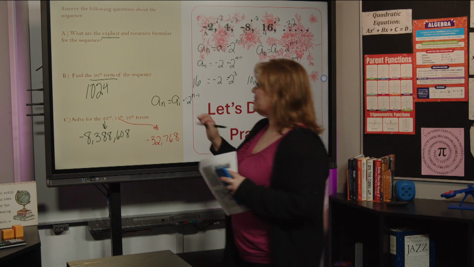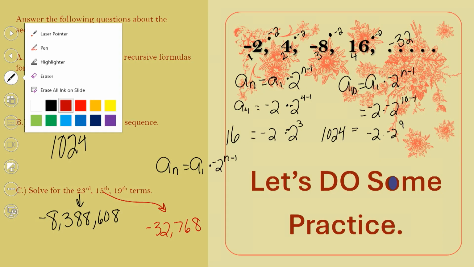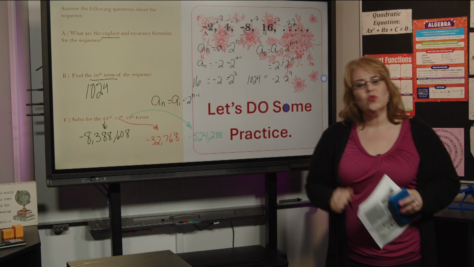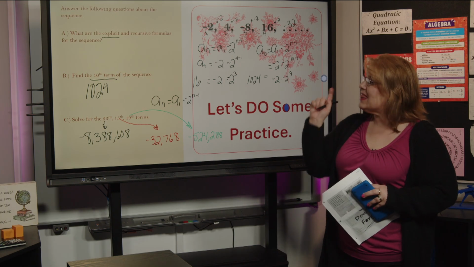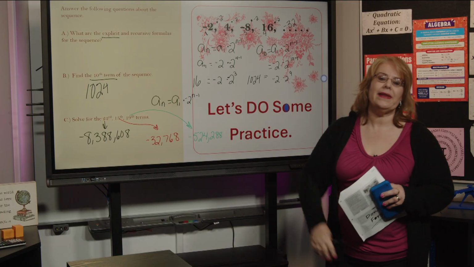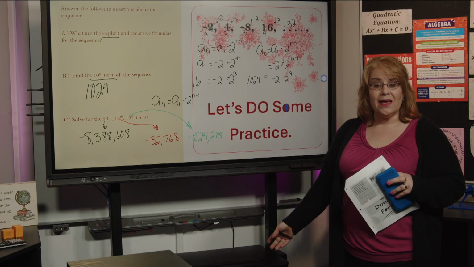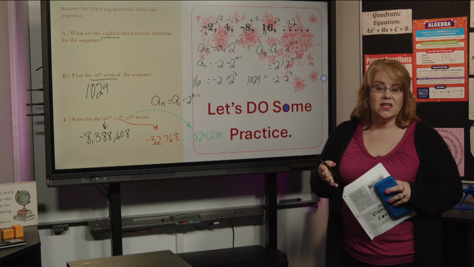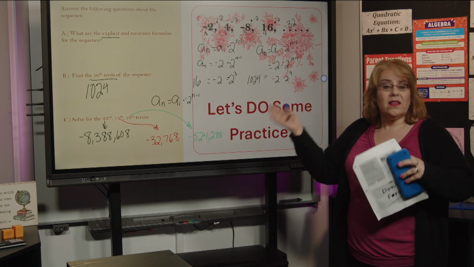All right, let's do the last one. Let me get one more color. Let's get green. So my 19th term, I get negative 524,288. Ms. Killen, those are some really big numbers. Yes, it is. That's why it's good to have a formula to use instead of just having to multiply by negative 2, because you'd be here all day. So if we have a formula, then all we got to do is plug the numbers in that we're looking for, pick up the calculator, and we got it made.